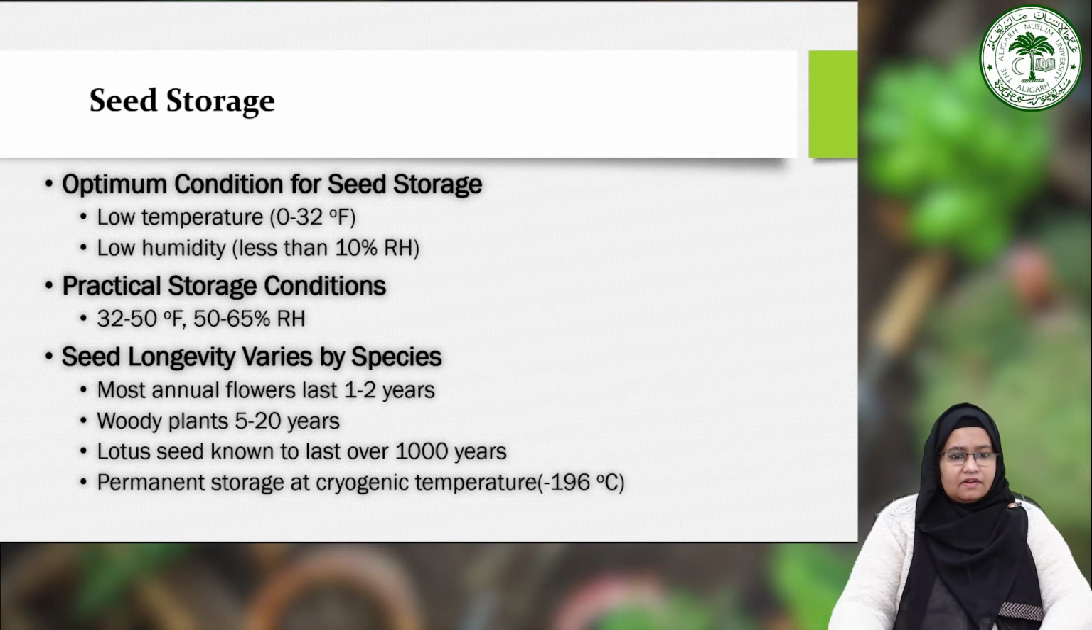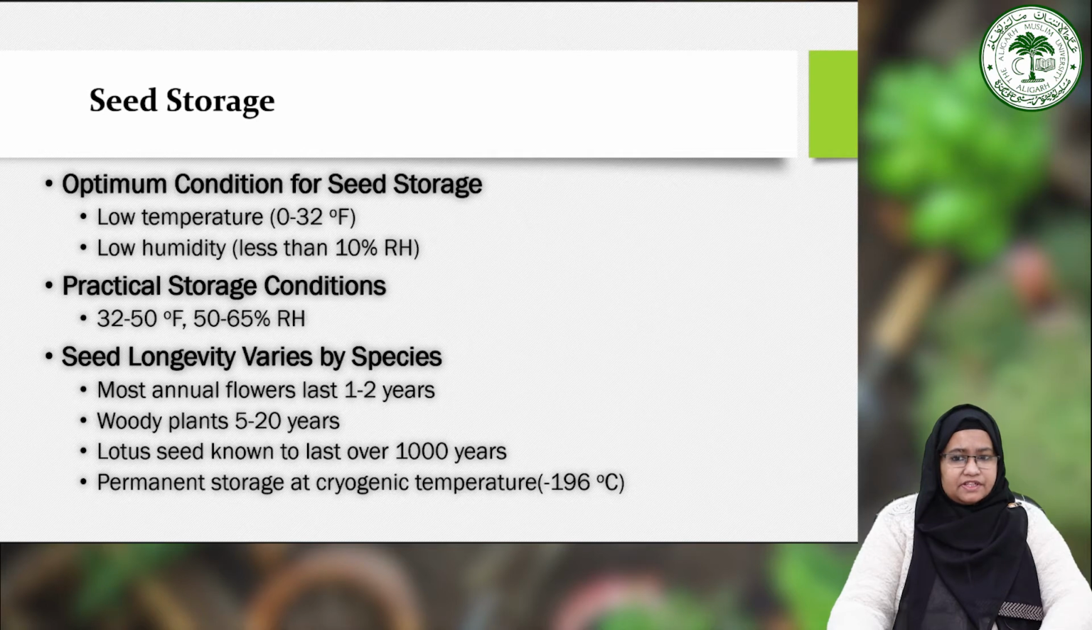And for the longevity of seeds, different varieties show different seed longevity. Most annual plants last for 1 to 2 years. Woody plants may survive for 5 to 20 years. Lotus seeds are known to last over 1000 years.